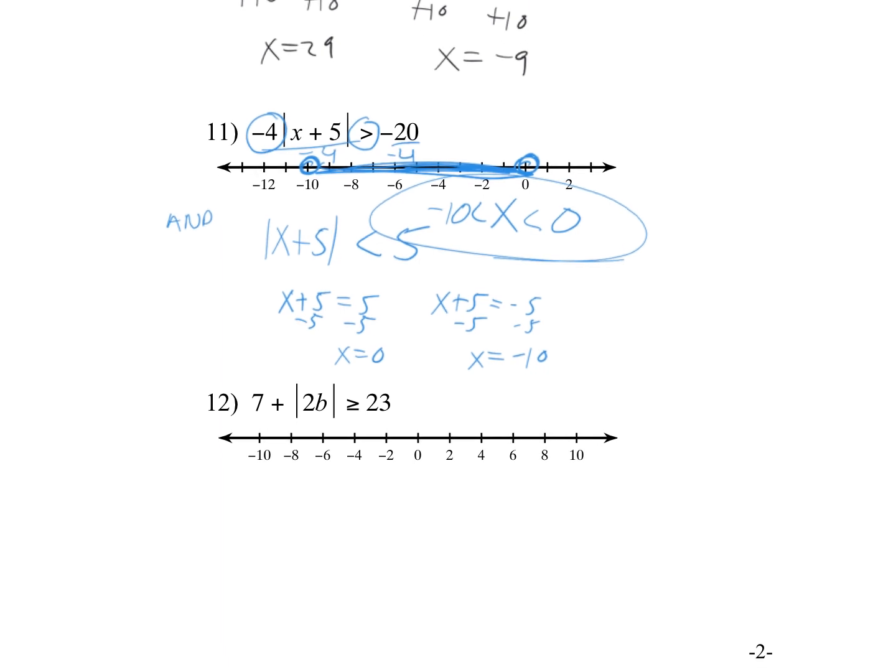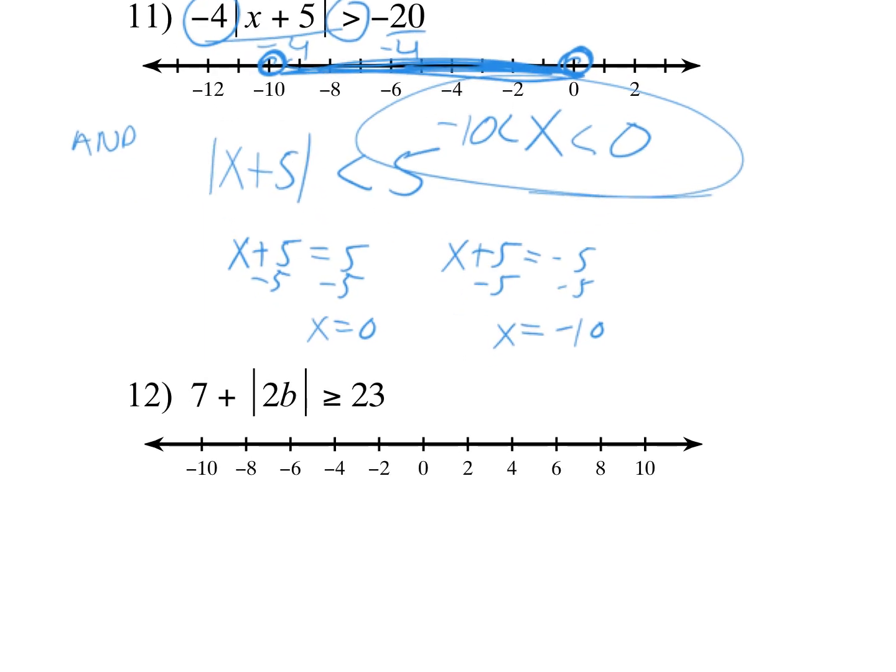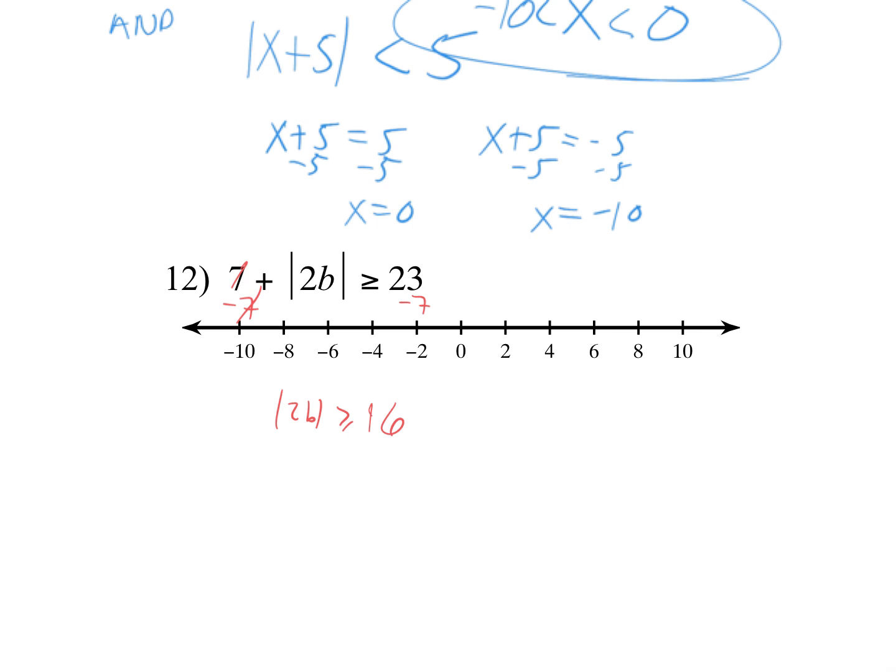And then there's just one more. Another one where we want the absolute value by itself first before we can do anything to it. We see a 7 plus absolute value of 2b. So let's subtract the 7 on both sides. And then we get the absolute value of 2b is greater than or equal to, what's this going to get you, 16? Now we have the absolute value by itself. Let's go ahead and solve two equations. Solve it as if it was an equation. So we have 2b is 16. We have 2b is negative 16.